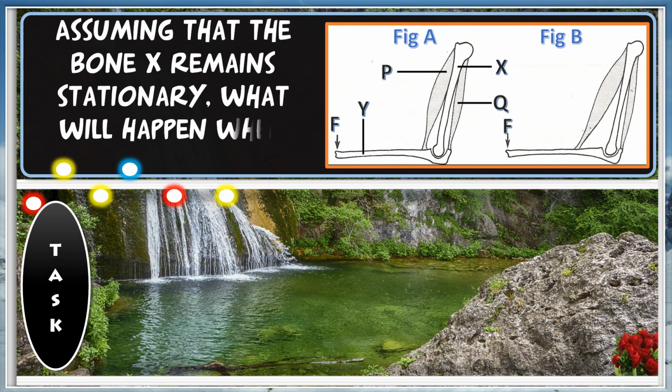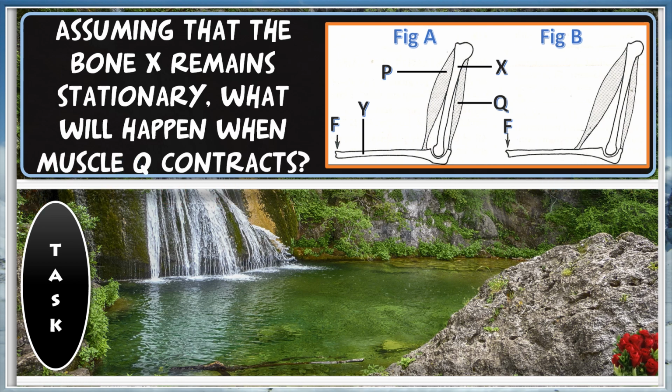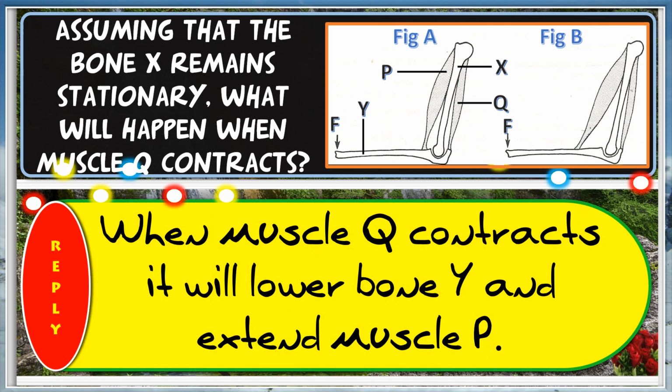Assuming that the bone X remains stationary, what will happen when muscle Q contracts? When muscle Q contracts, it will lower bone Y and extend muscle P.